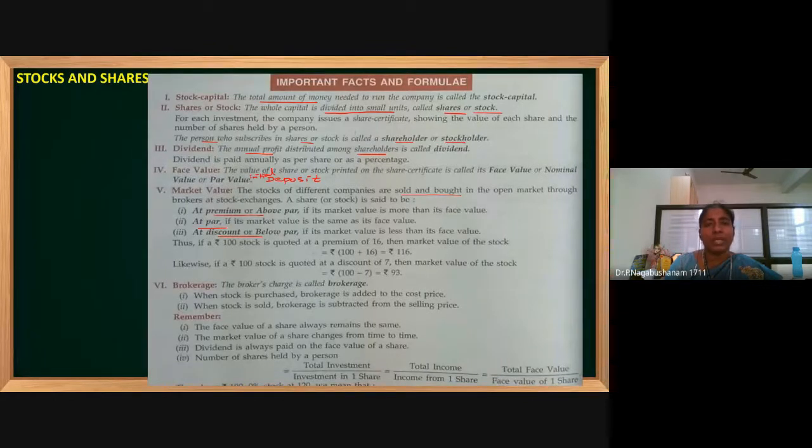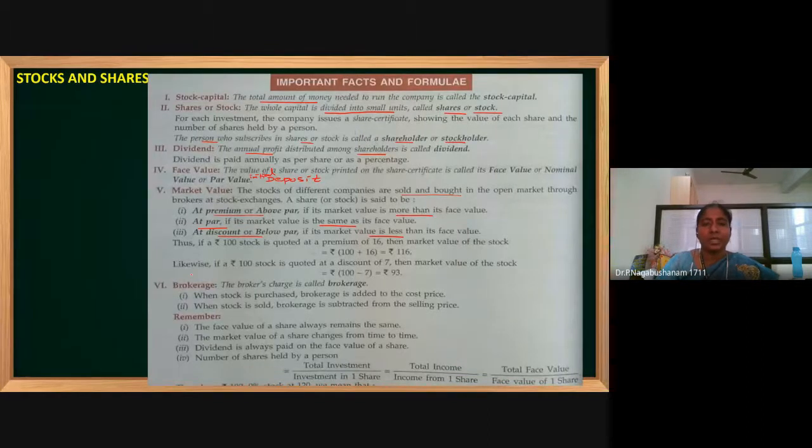Okay. So market value means the initial deposit value may increase based on the stock market. And if it increases, the increased amount is called premium. If it becomes 106, that 6 rupees is called premium. If it decreases to 95 or 85, whether it is 5 rupees or 15 rupees, that amount is called discount. At par means face value and market value are same.